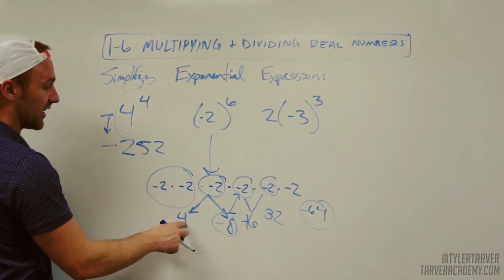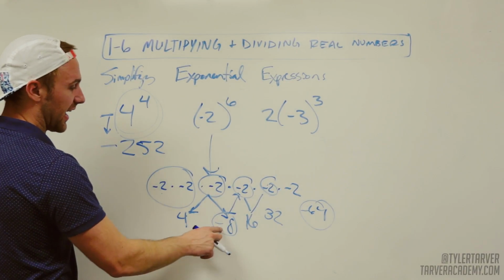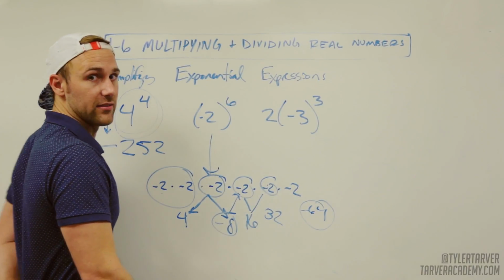Negative 2 times negative 2 is a positive 4. Times negative 2 is negative 8. Oh, I messed up right here, guys. Negative 8 times negative 2 is positive 16. Did you catch that? If not, just keep watching.